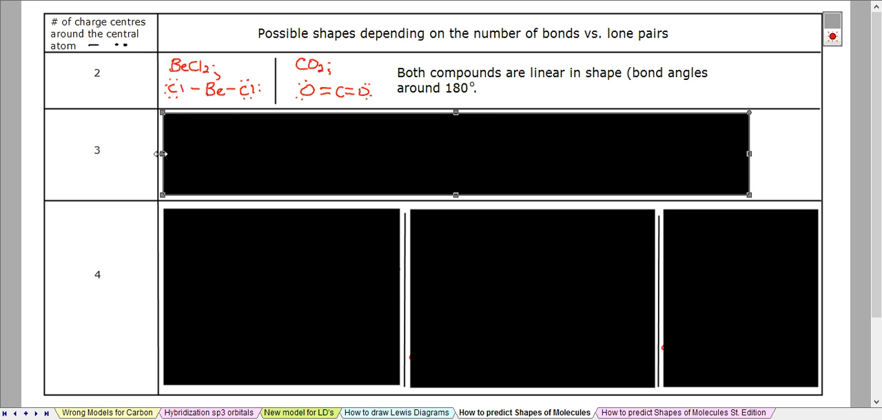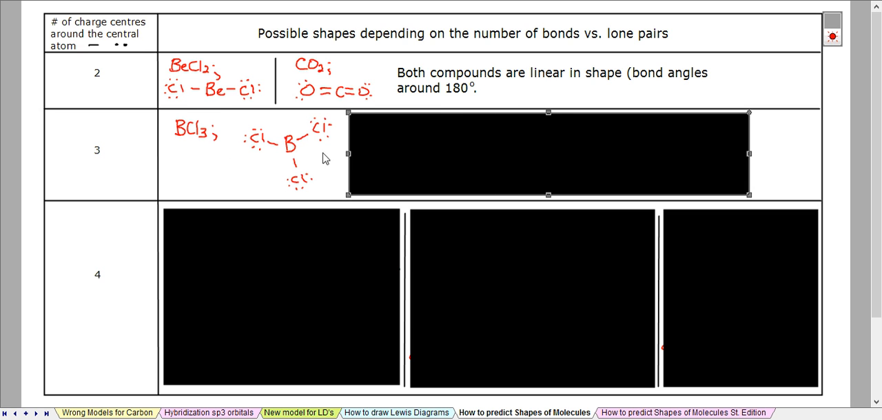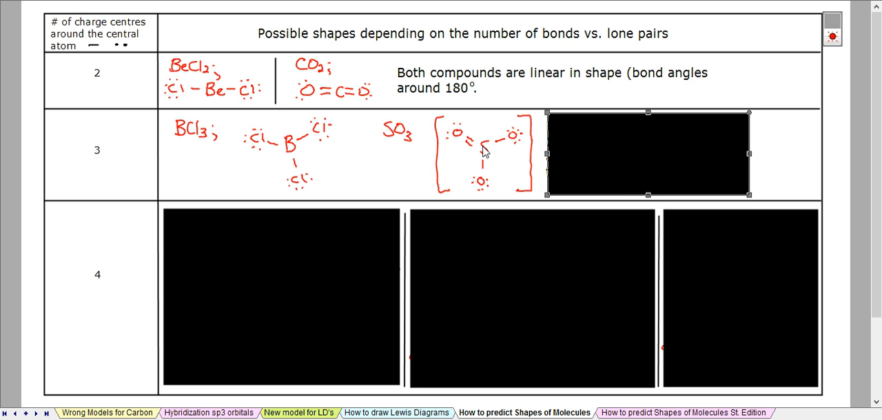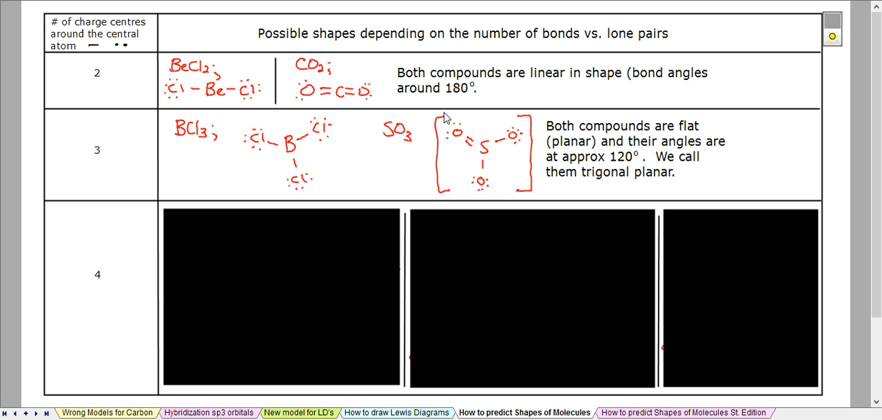Now another example that we can have is if we have 3 charge centers. So if we look at boron trichloride. So again, boron's another atom that doesn't quite follow the octet rule. It's happy with 6 electrons around it. And we can see here that we've got the 3 charge centers. And another one that we just looked at was sulfur trioxide with the resonance structure. Now what these guys will do is, because we've only got 3 charge centers, it flattens out the molecule, and their angles are approximately 120 degrees.